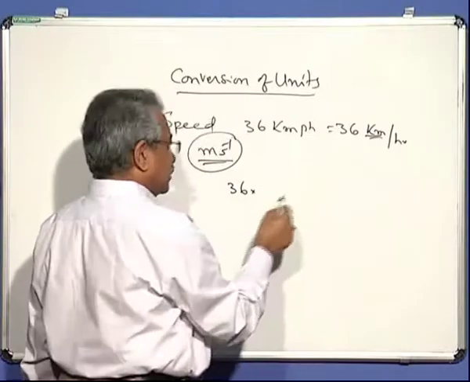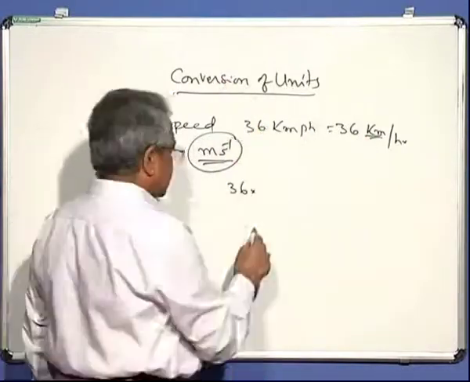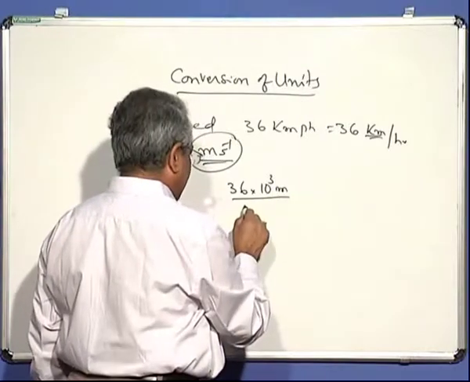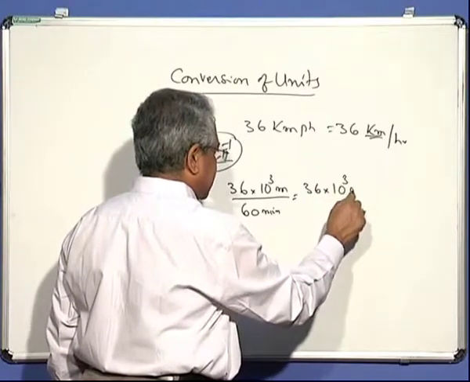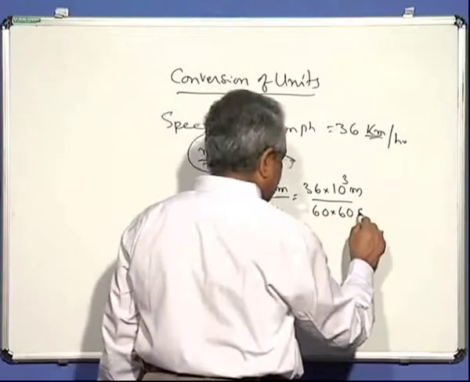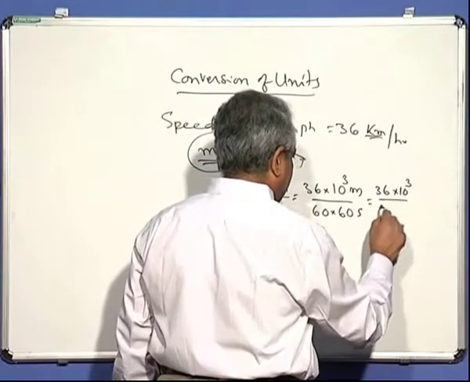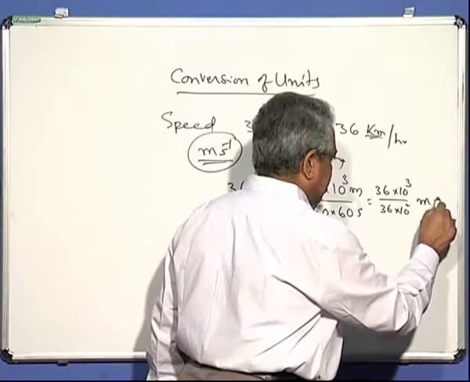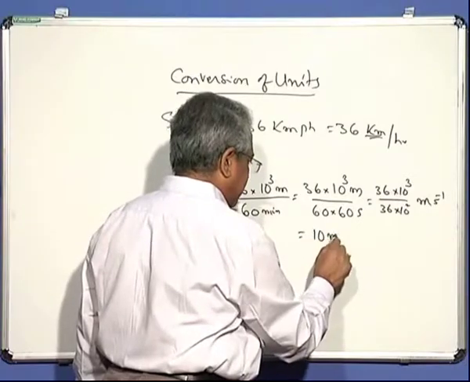Convert into meters. As I was telling in the earlier module, 1 kilometer means, kilo means 1000 meters. So it is 10 cubed meters, divided by hour. 1 hour means 60 minutes. This is equal to 36 into 10 cubed meters over 60 minutes, and each minute is equal to 60 seconds also. Now when you write like this, it is 36 into 10 cubed by 36 into 10 square. This is 36 into 10 square meter per second. Therefore this is equal to 10 meters per second.